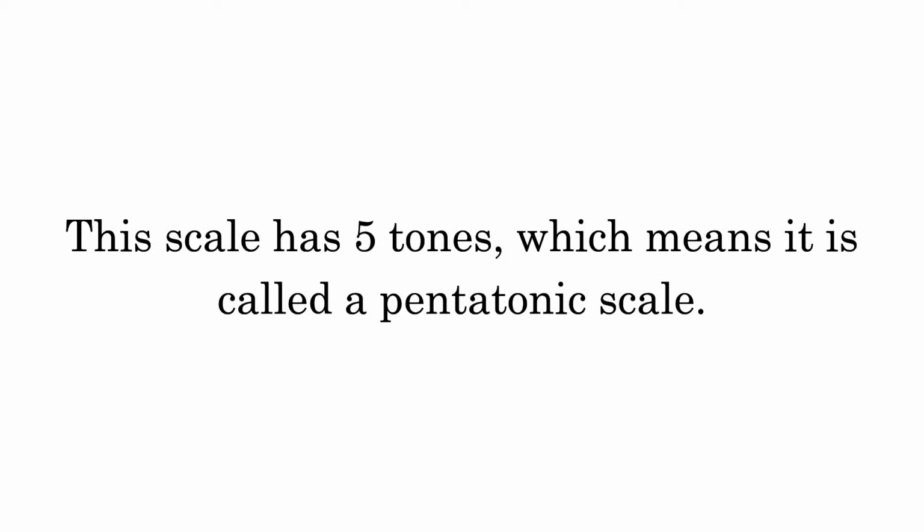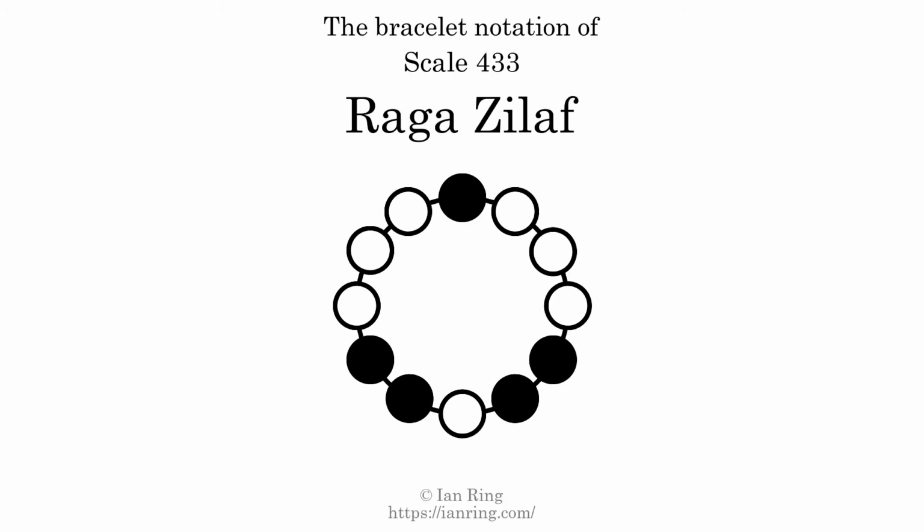This scale has 5 tones, which means it is called a pentatonic scale. This is a bracelet notation diagram of scale 433. The shaded circles represent tones that appear in the scale, and they are read clockwise, starting at the top.